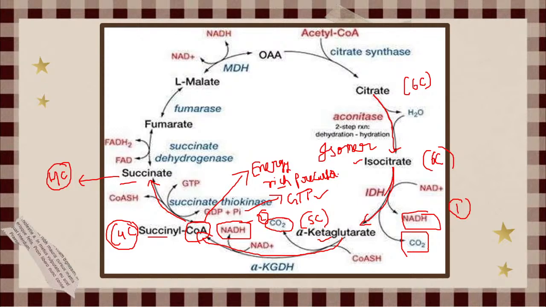Now what is happening in the next step? Succinate can be converted into what, friends? Succinate can be converted into fumarate. Friends, succinate is how many carbon? 4 carbon. Fumarate is how many carbon? 4 carbon. There is no change in the carbon number. Just reduction is happening.